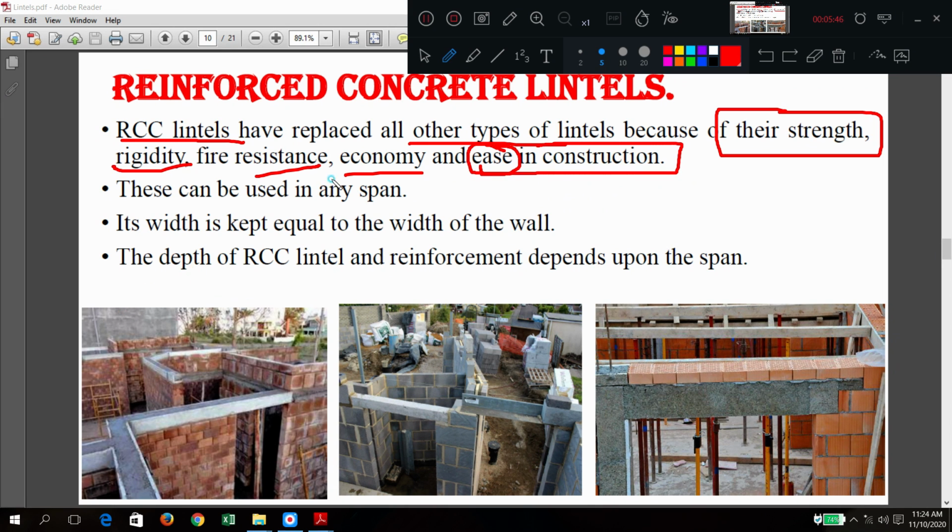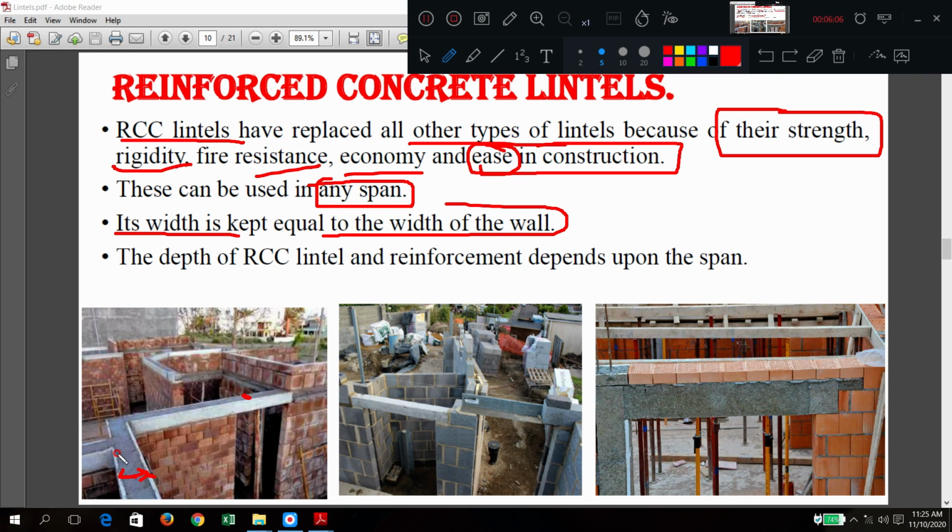The span may be anything from 2 meters to 5 meters, so any span can be used. Its width is kept equal to the width of the wall. Can you see here? So the lintel width, let us say this is the width, this is the width, okay, this is the width.